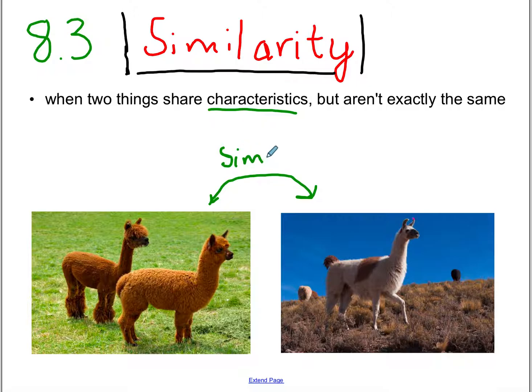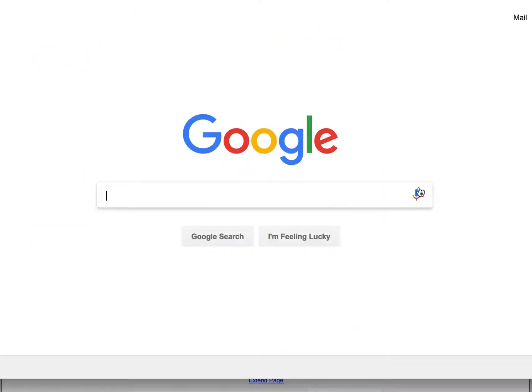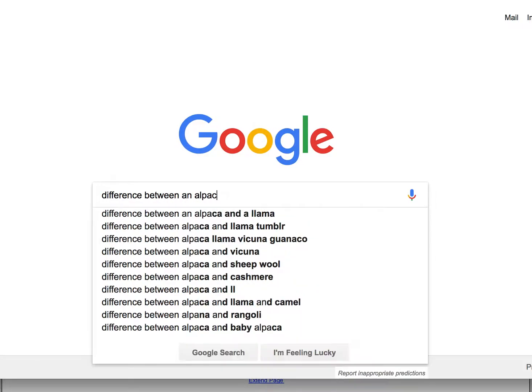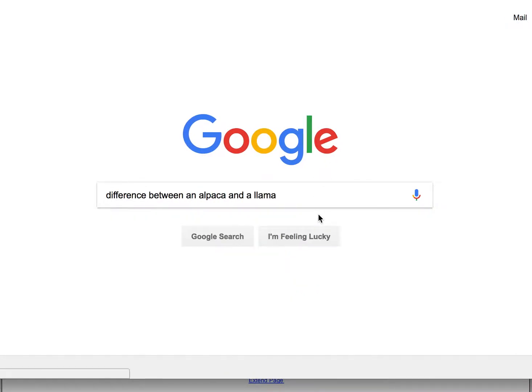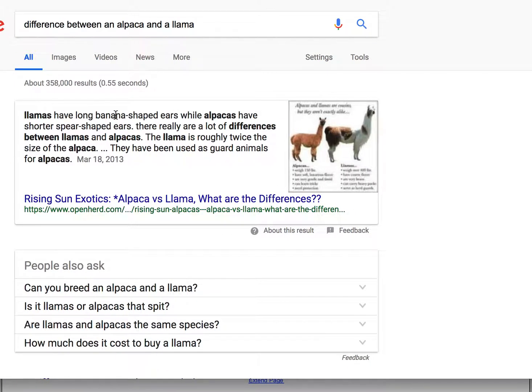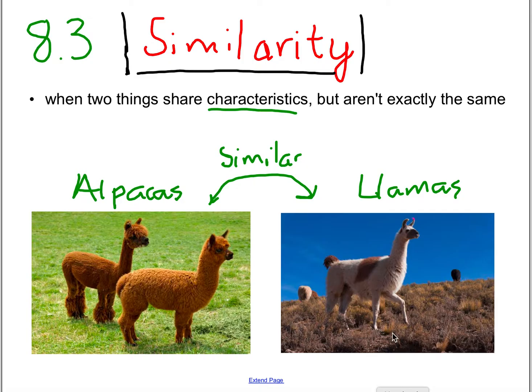In case you're wondering, these ones over here on the left are alpacas, and these ones over here on the right are indeed llamas. We can just do a quick Google search on the difference between an alpaca and a llama. There we go. When you read this, you can see that there are differences between their ears, and the llama is about twice the size of the alpaca. So like we thought, these two things are not the same, but they're very similar.